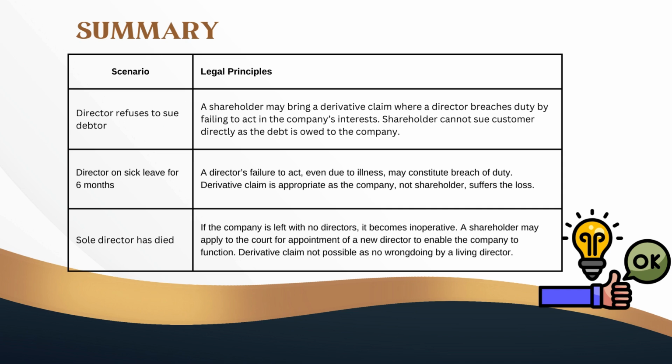In Scenario 3, the director has died, leaving the company without leadership. Since there is no wrongdoing by a living director, a derivative claim is not available. Instead, the shareholder may apply to the court to appoint a new director so the company can recover the debt.